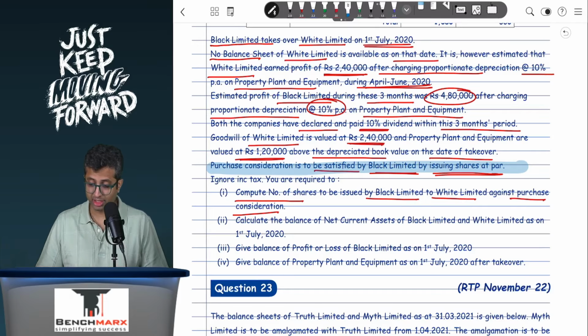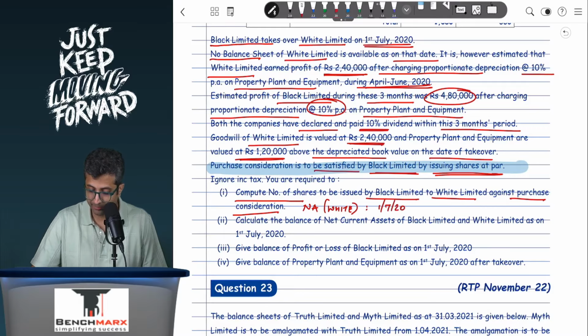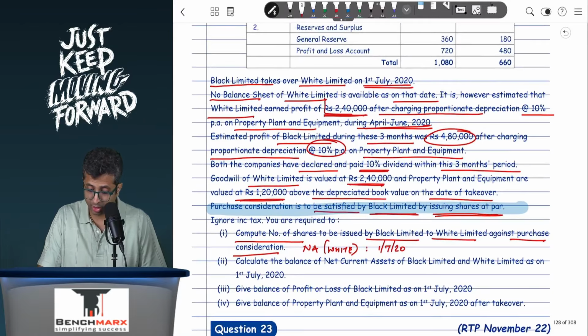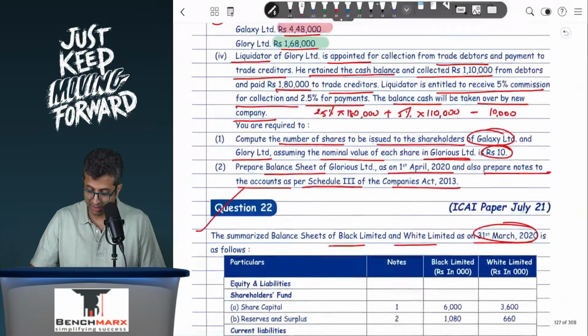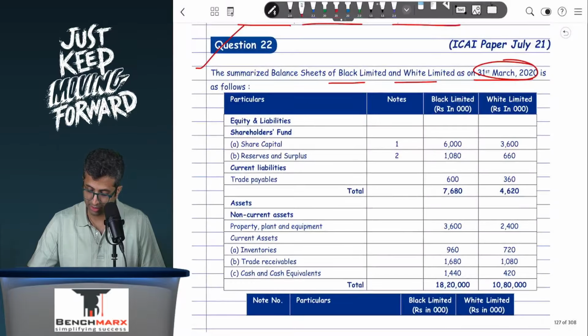So I'll have to find the net assets of White, but net assets of White as on which date? This will be based on the net assets of White as on the date of acquisition, that is on 1st of July 2020. Now, why will the net assets of White change? Well, to start with, it will change because of profit. So profit के वजह से definitely your reserves of White will increase, maybe by 240.